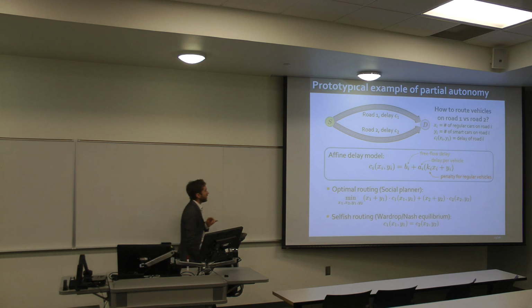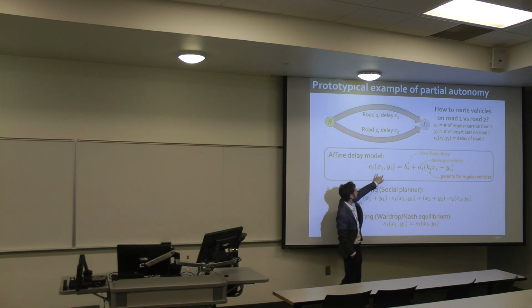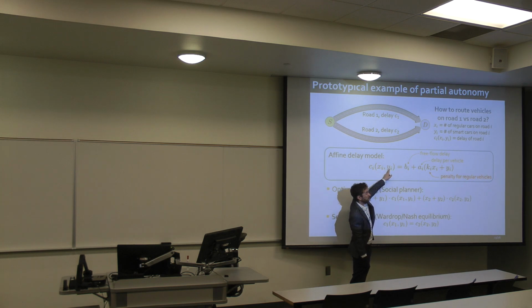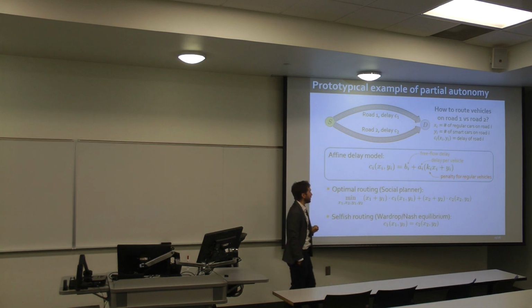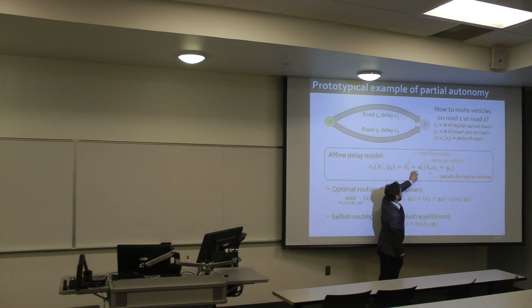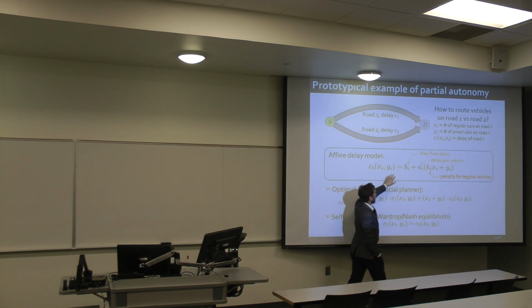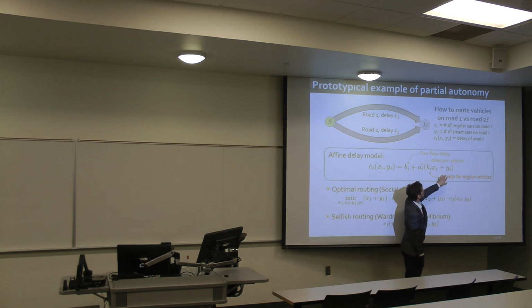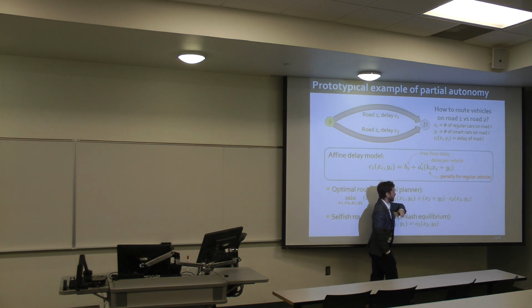The important part here is that this delay is now a function of two variables: the flow of regular vehicles and the flow of autonomous vehicles. So this xi is our f from the previous slide, but now I want to use x and y because I want to think of autonomous and regular as two different vehicle types. If we were to generalize the cost functions from the first part of the talk, this would be the most natural extension, where it's affine in both the number of regular vehicles and the number of autonomous vehicles. And I'm writing it this way for a particular reason.